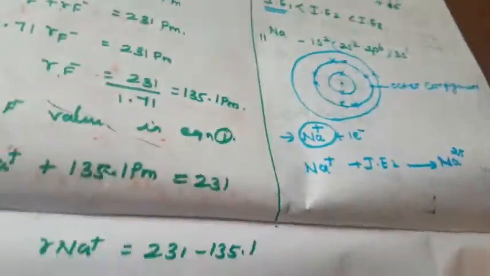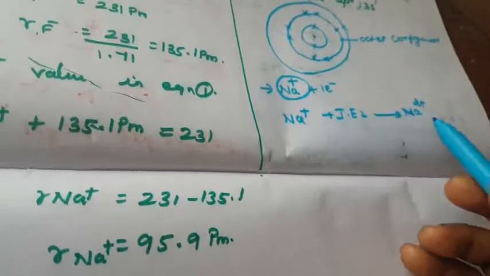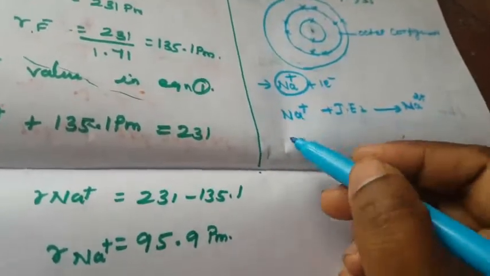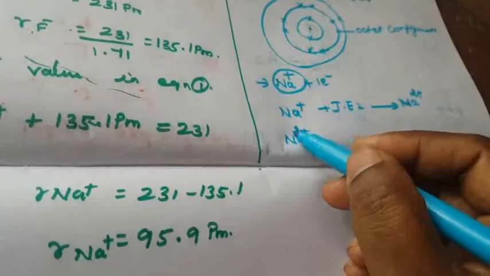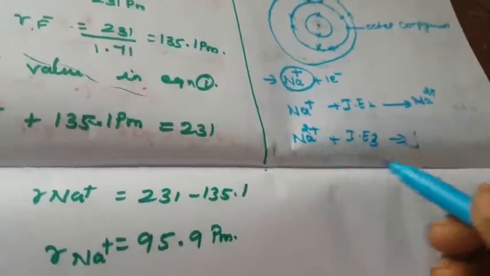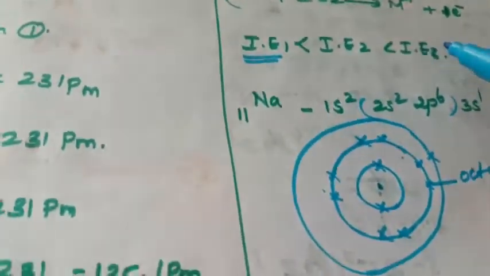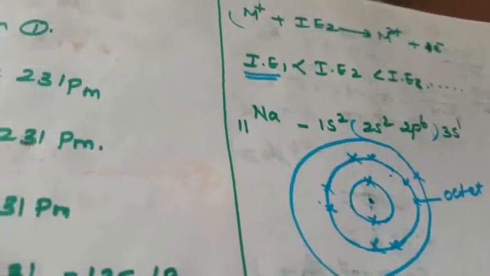So when compared to the other one, this ionization energy is, that is Na2 plus. For Na2 plus, we need more ionization energy. So this is the way we write the successive ionization energy, and so on. Okay, so this is the way.